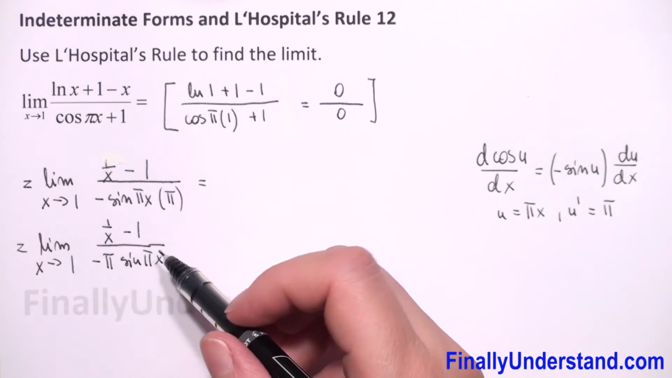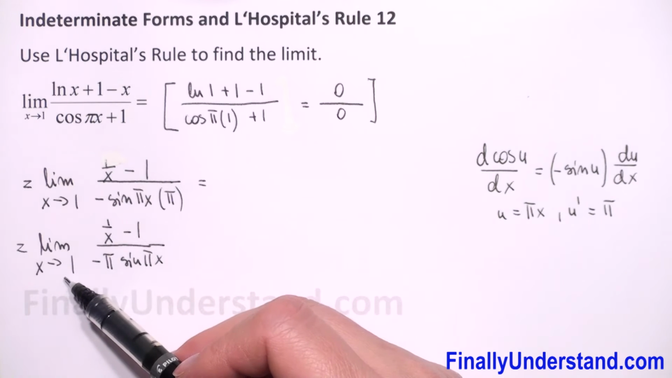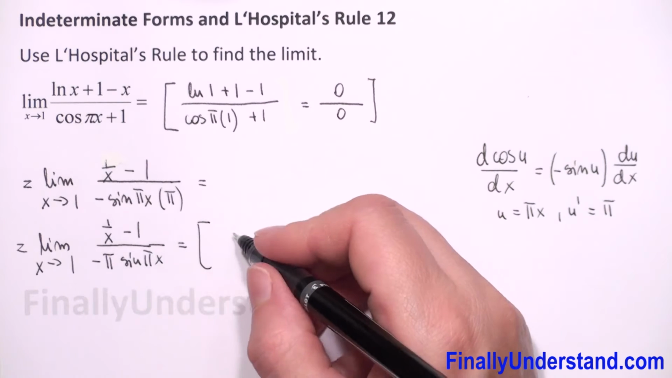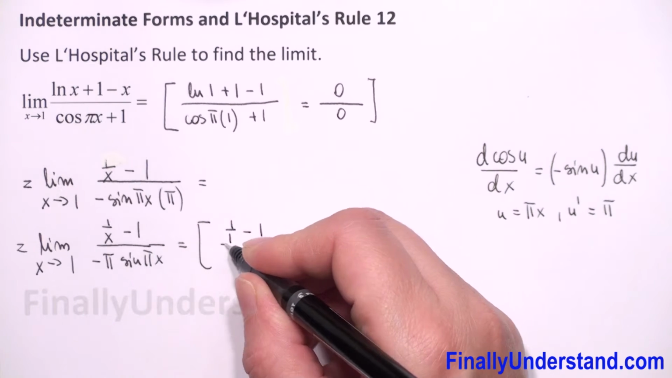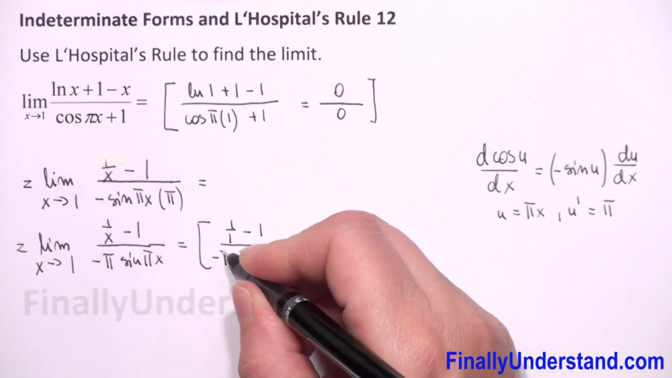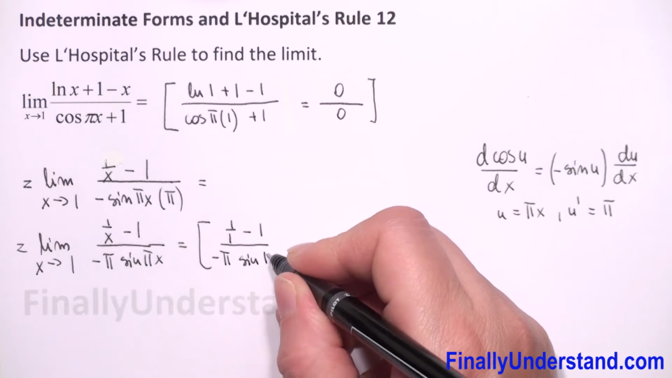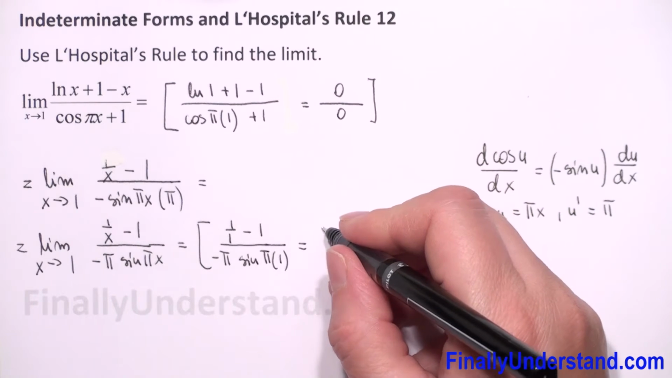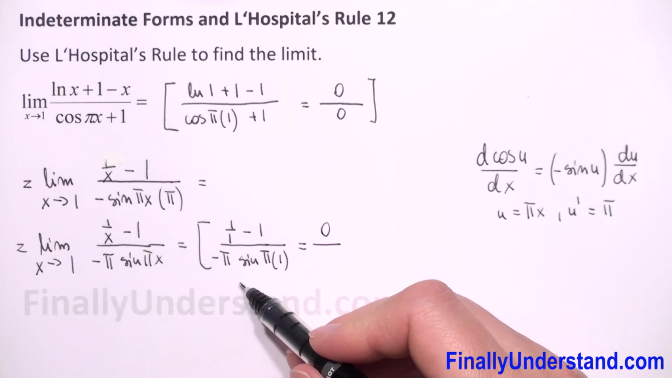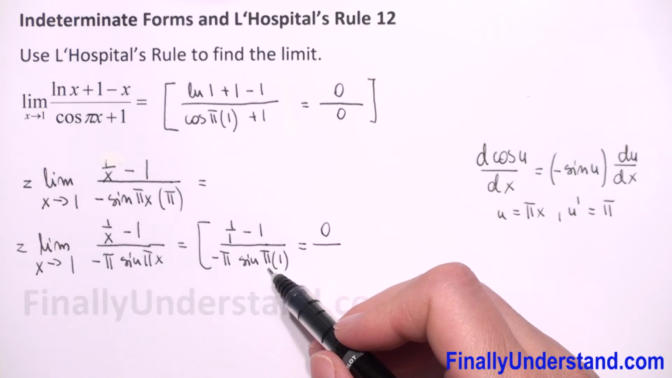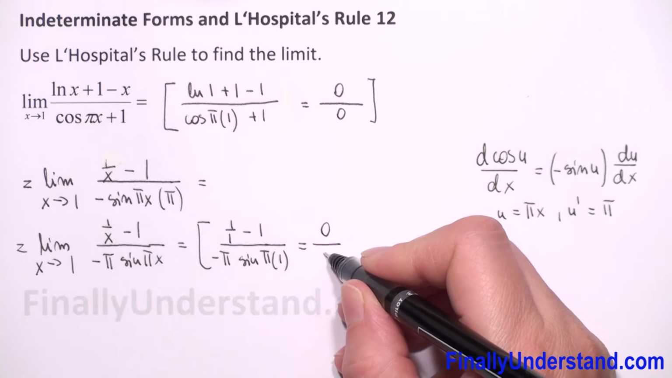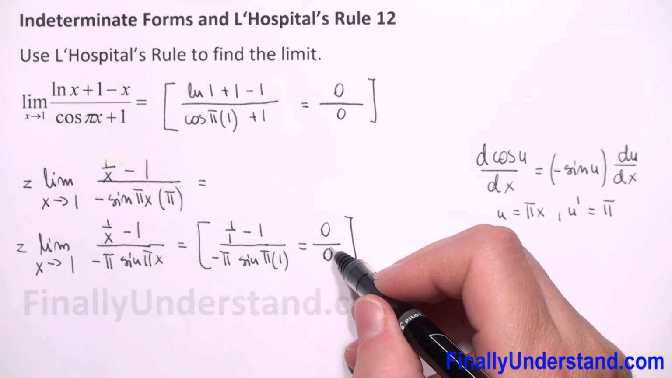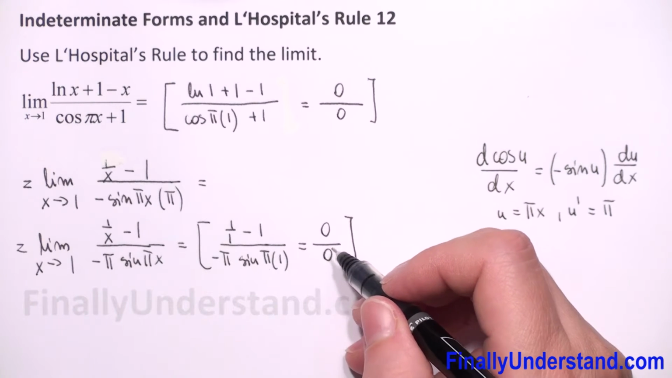Now, again, first we have to check what will be when we replace x's by 1. Let me put this in brackets. We will have 1 over 1 minus 1 over negative pi times sine of pi times 1. This is equal, in numerator we have 0, in denominator we have negative pi times sine of pi is 0, so we have negative pi times 0 is 0. Again, we have indeterminate form. It means we can use again L'Hopital's rule.